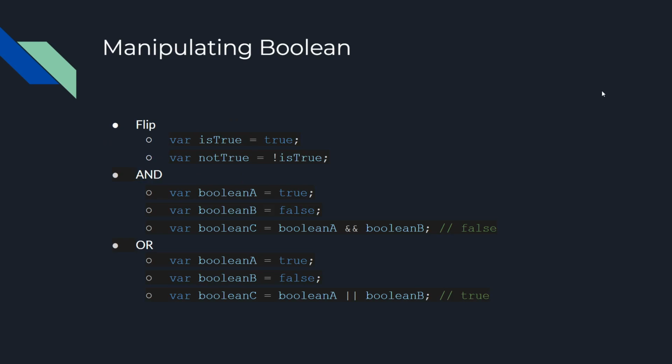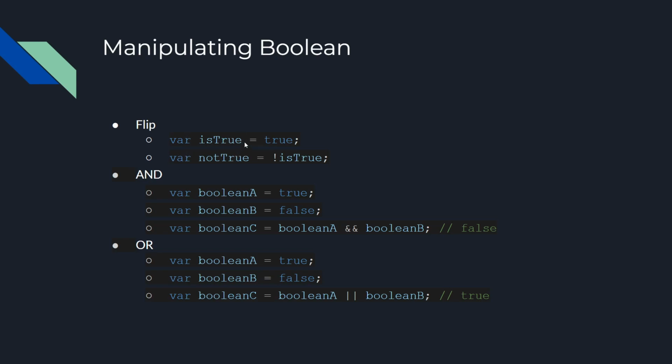So when we deal with Booleans, there are certain ways we can manipulate them. Just like you can add numbers to other numbers to get numbers, or add two strings together to get a longer string that combines them, you can manipulate Booleans as well. So the first one is very simple. You just flip the value. If it's true, it becomes false. If it's false, it becomes true.